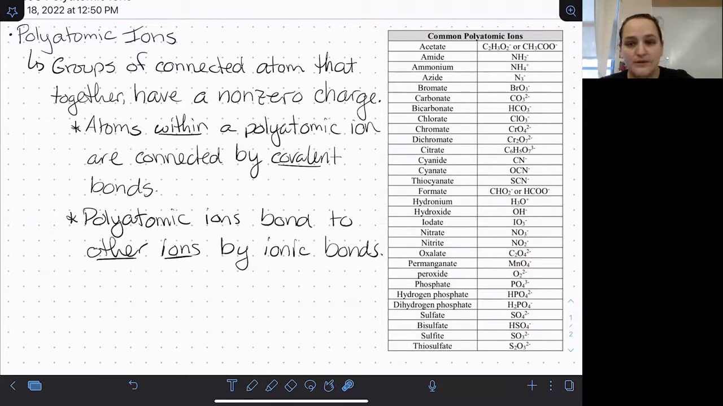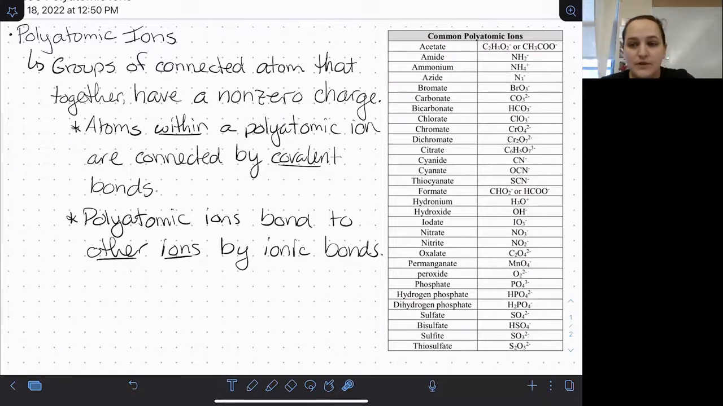For the most part, the "ide" ending is reserved for elements, though there are a few exceptions. You'll notice amide, azide, and cyanide here. What the "ide" ending actually means is that there is no oxygen in that ion. So that applies to single elements, and it applies to a few polyatomics as well. But you'll notice that most of the polyatomics have oxygen involved. So for those, we use a couple different endings. Most of them are going to be "ate." A few of them are going to be "ite" instead.